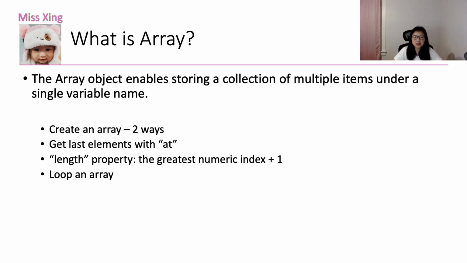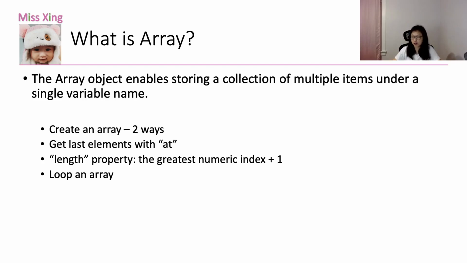In this video, I will cover 4 parts. The first one is I will show you how to create an array, which is 2 ways, and how to access elements in the array. We will have 2 ways. One is to use the traditional square bracket notation. Then we will have another method called at. Okay, and the length property we'll talk about, and how to loop an array. Okay, now let's take a look at the first part.